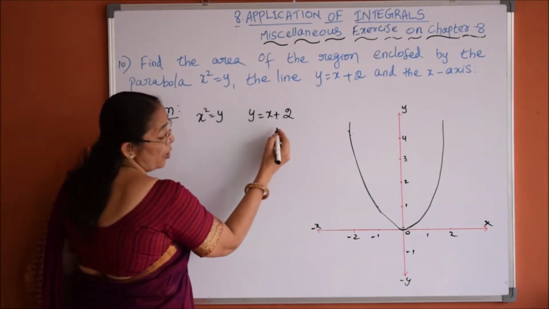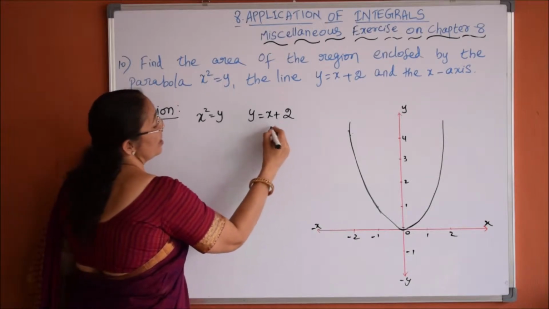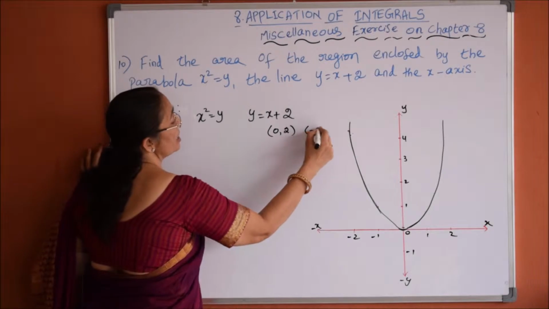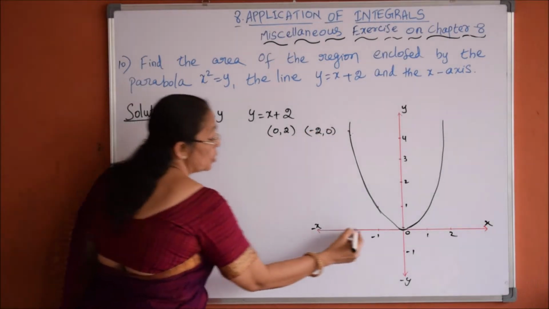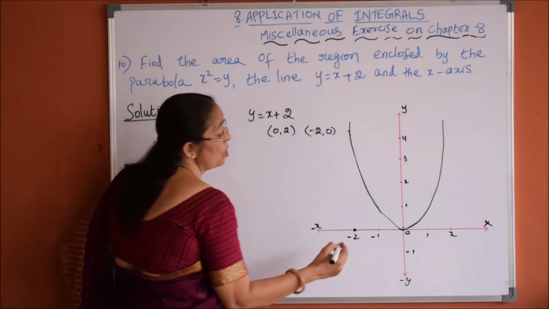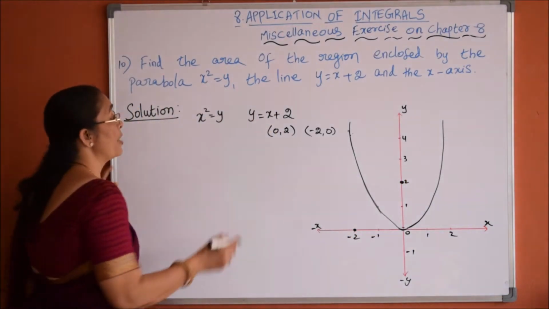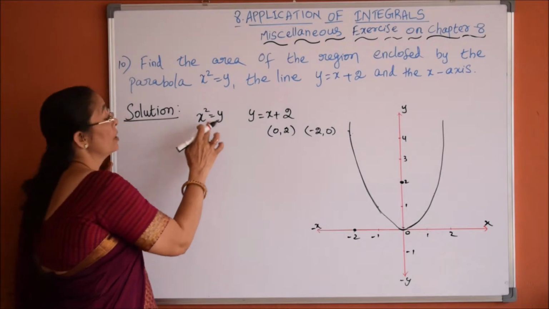To sketch the straight line: when x is equal to 0, y is 2, and when y is 0, x is minus 2. So here are the points minus 2 comma 0 and 0 comma 2. Let us also find the point of intersection of the straight line with the curve.